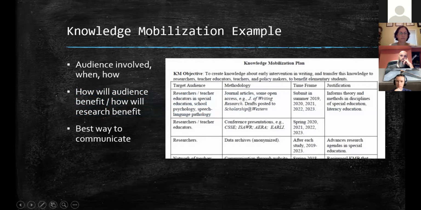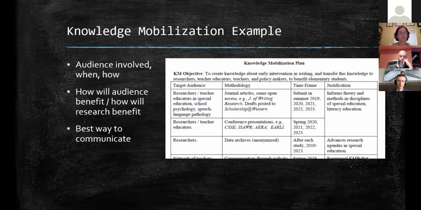In terms of knowledge mobilization, as Anton said, there's lots of potential audiences, and we're asked to talk about ways of communicating with them. So I did that with a table. The language in this table is a bit dated now, and the new language is around audiences. What audiences will benefit first, then how will they be involved, and when, and then how will the audience benefit, and how will your research benefit, so the idea of a kind of mutual benefit there, and then the best way in which to communicate with those audiences.